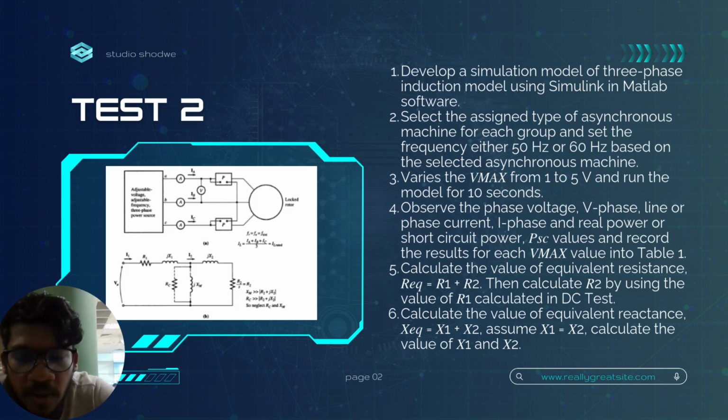Okay, now I'm going to explain test 2. It's called the blocked rotor test of a three-phase induction motor. In this test, the objective is to measure the value of the total impedance ZLR, the rotor resistance RLR, and the rotor reactance XLR with respect to the stator of the three-phase induction motor. There are six questions in this test. So I will explain the simulation first, and then I will explain the calculation next.